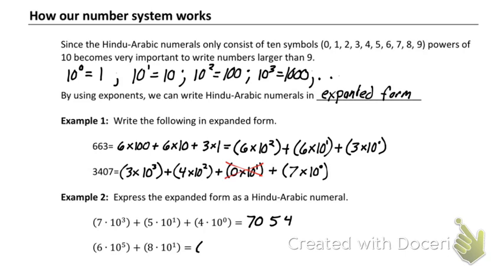For the next one, I have 6 with 5 zeros. Well, 5 zeros will be 600,000. So I have 600,000. And I have 8 10s, so it'd be 600,080.